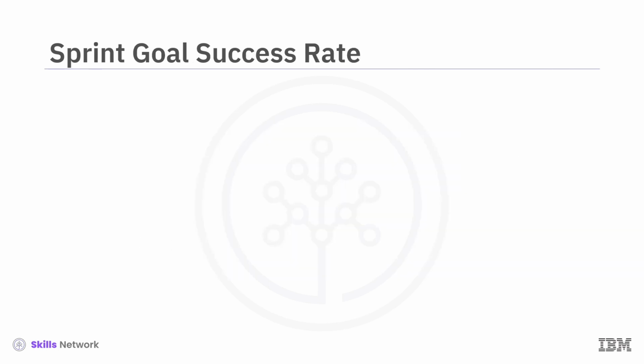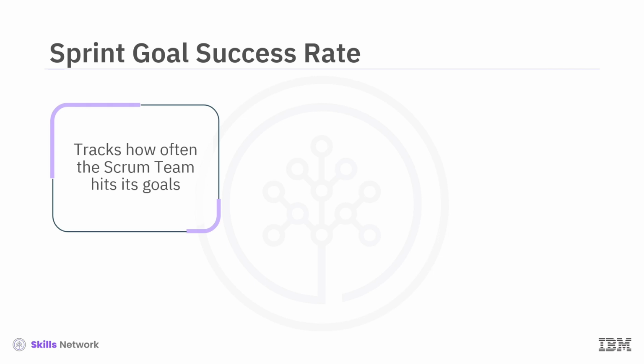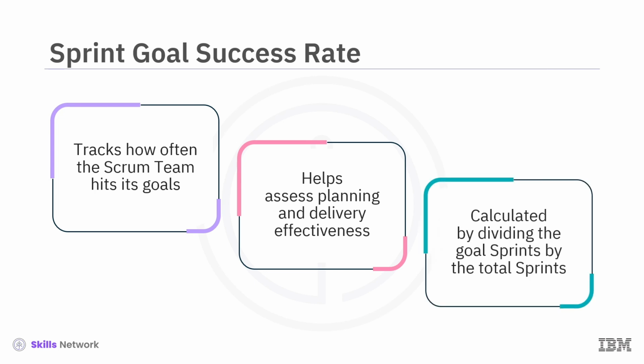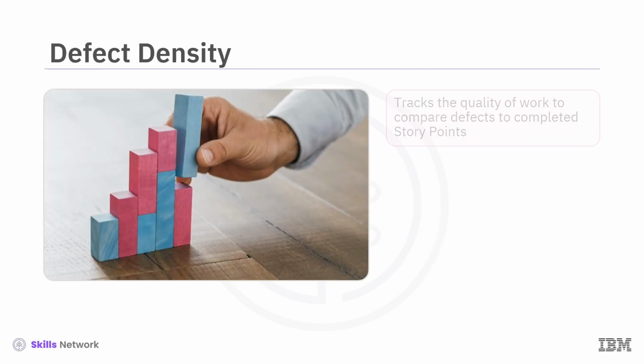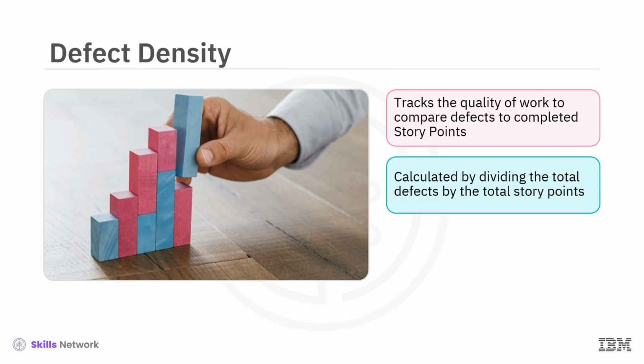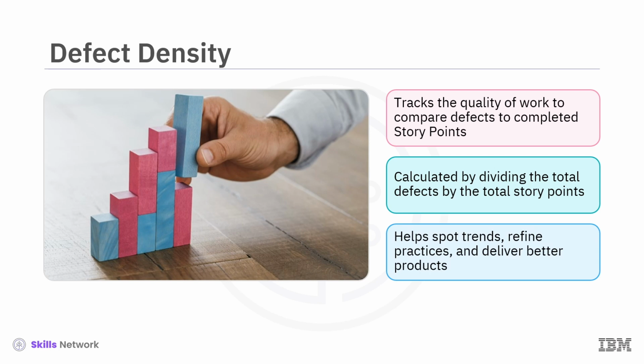The sprint goal success rate tracks how often the Scrum team hits its goals, helping product owners assess planning and delivery effectiveness. Product owners calculate this by dividing the number of sprints where the team met the goal by the total number of sprints and then expressing the result as a percentage. Defect density tracks the quality of work by comparing defects to completed story points in a sprint. Product owners can calculate this by dividing the total number of defects found during a sprint by the total number of story points completed. Monitoring this metric helps product owners and teams spot trends, refine practices, and deliver better products.